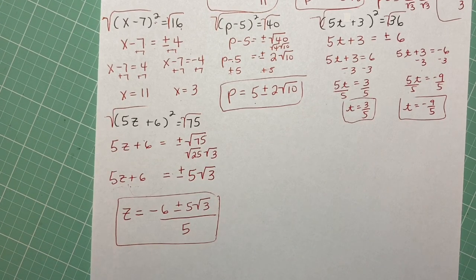So that's 11.1, or the square root property. So you're ready to try the practice problems on 11.1.